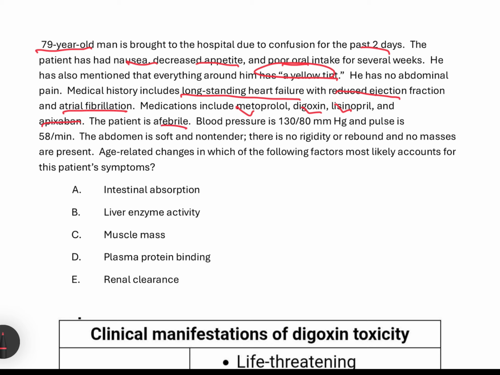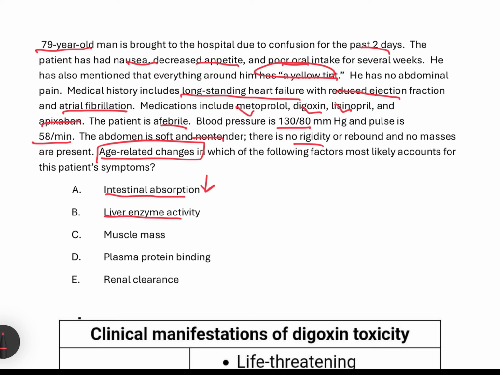The patient is afebrile, blood pressure 130/80, pulse is 58 per minute, abdomen is soft and nontender, no rigidity, no rebound, no mass is present. Age-related changes in which of the following factors most likely account for this patient's symptoms? So if you guys know, intestinal absorption will decrease.